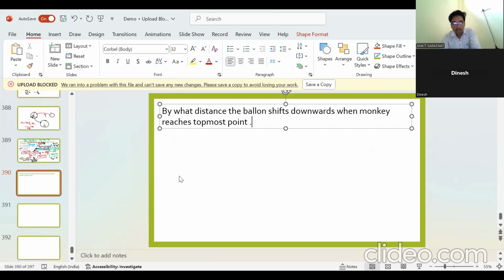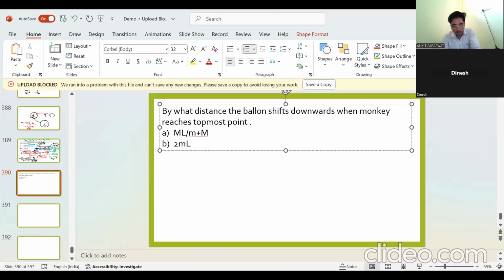Okay. Option A you can write capital M L by M plus m. Option B, 2 m L small. It is capital M here. What is capital M? I will explain. 2 small m L divided by M plus m.